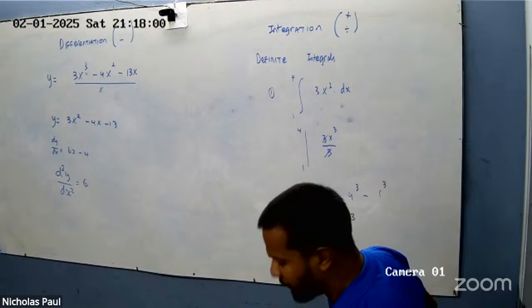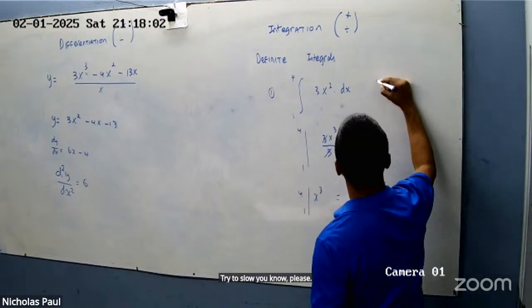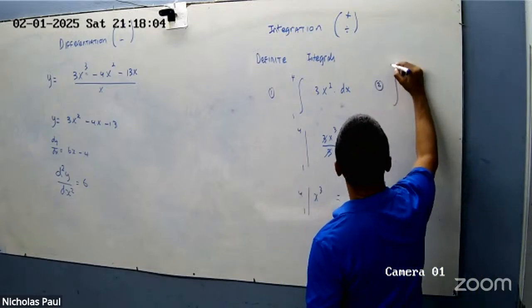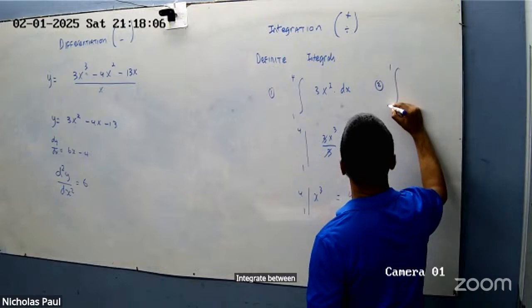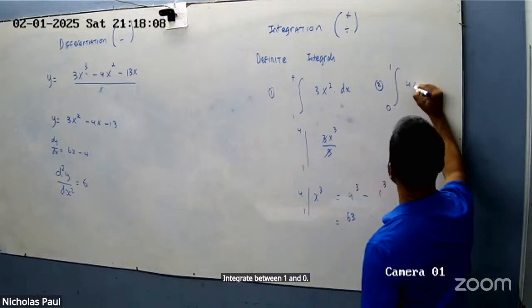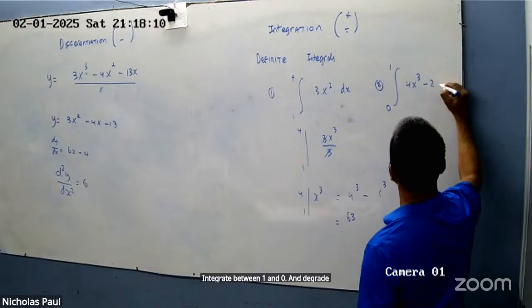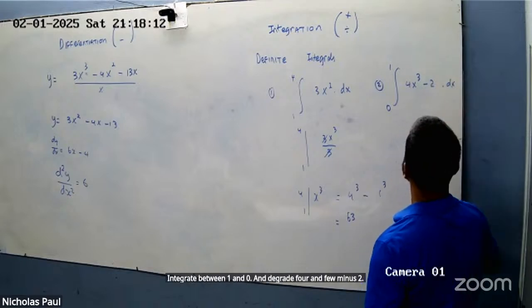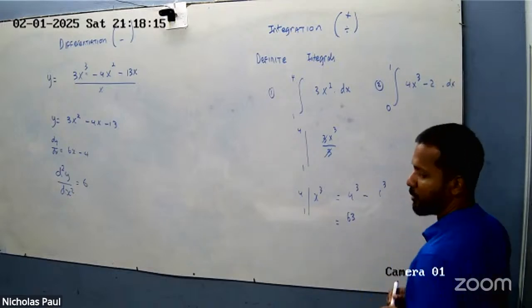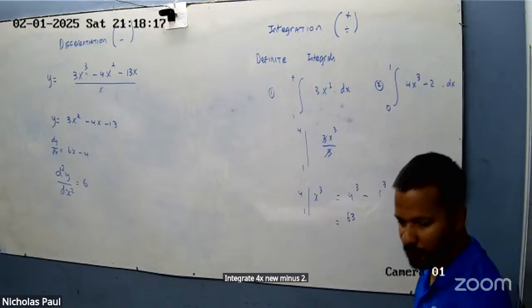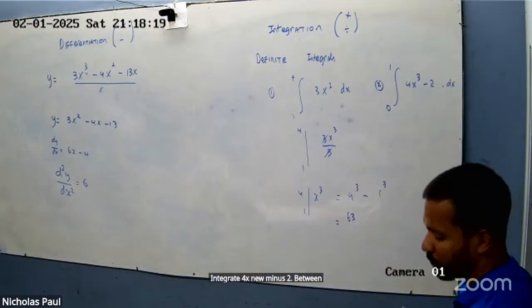Right, try this one here now, please. Integrate between 1 and 0. Integrate 4x cubed minus 2, between 1 and 0.